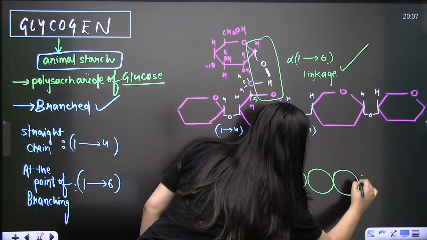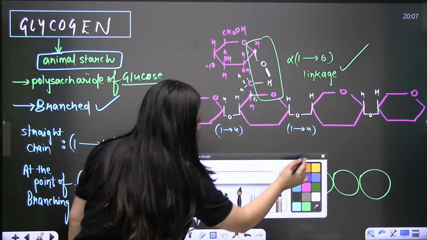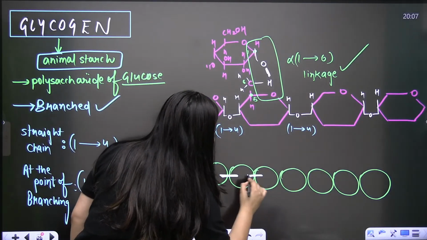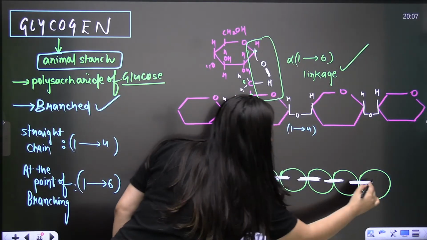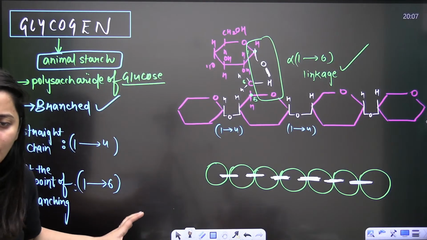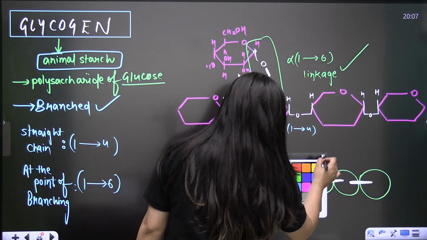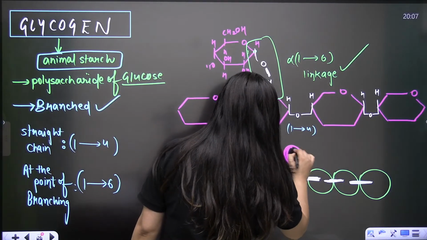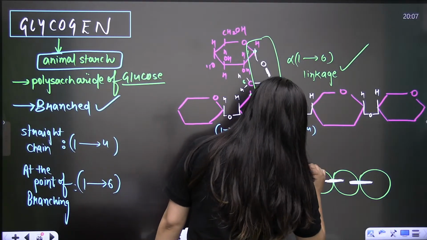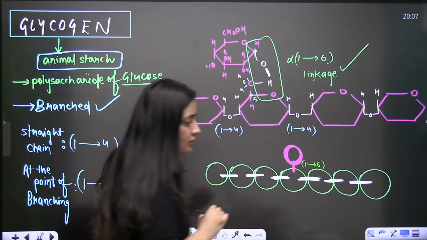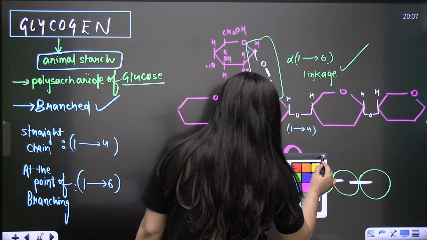I'm not talking about the number here. Now it's a straight chain. So as I said, in a straight chain, what will you get here? Alpha 1,4 linkage. Let's not talk about alpha. 1,4 linkage is there. Now this is the point at which you will see the branch. So obviously at this point only you will see the 1,6 linkage. Yes or no? 1,6 linkage will be there.